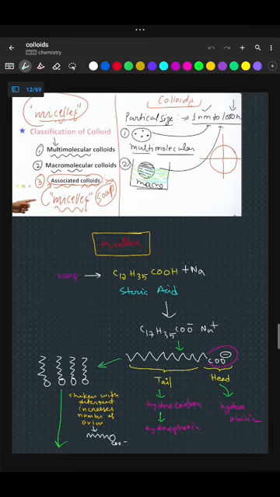Well, the three types we have studied are formed based on the type of particle and dispersion medium.